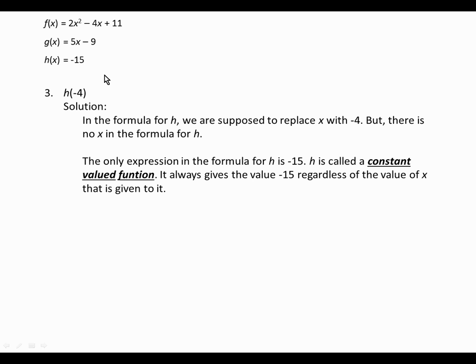So a constant valued function only gives back that numerical value. So h of anything is going to be negative 15. So h of negative 4 is negative 15. So constant valued functions are kind of nice to work with. There's no work to do.